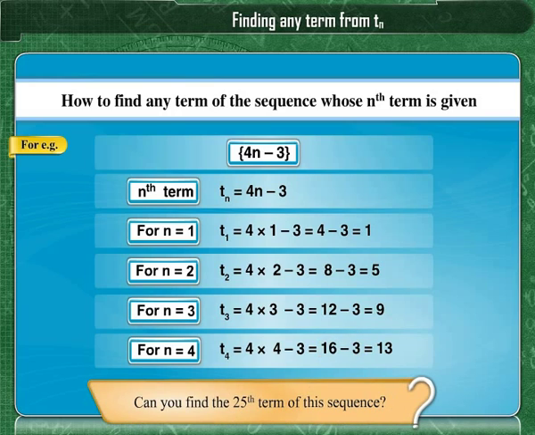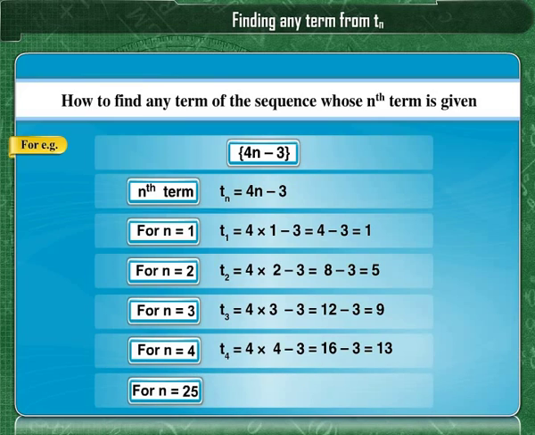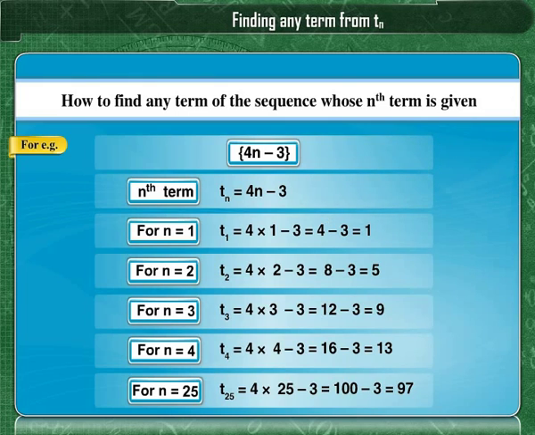Can you find the 25th term of the sequence? Yes. If you substitute n is equal to 25, you will get T25. Therefore, T25 is 4 into 25 minus 3, that is 97. In this way, we can find any term of the sequence whose nth term is given. We will now solve a few examples to find the first 5 terms of the sequence whose nth term is given.